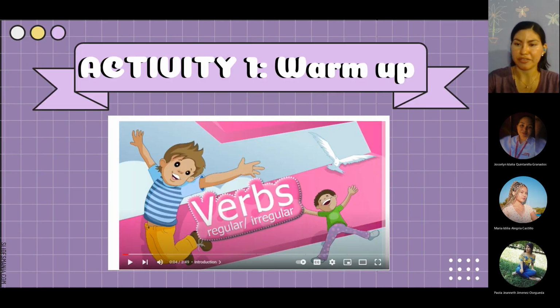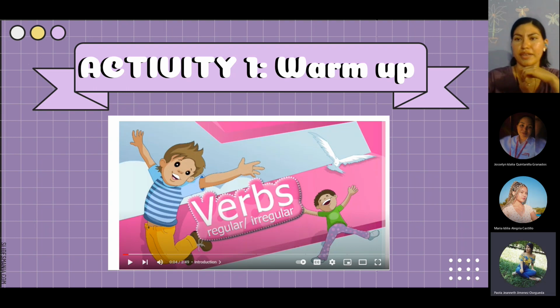In order to get information right about this topic, we are going to see a video which is about verbs, regular and irregular verbs. So you have to watch the video and take notes according to what you see in the video, because at the end of the video, I'm going to ask you some questions. So are you ready? Yes or not? Yes, I am ready. Excellent. I'm going to share my screen.